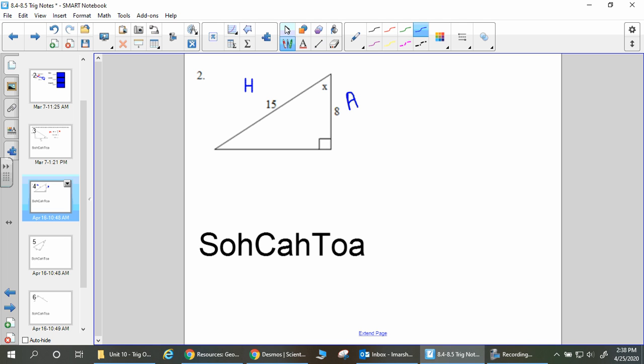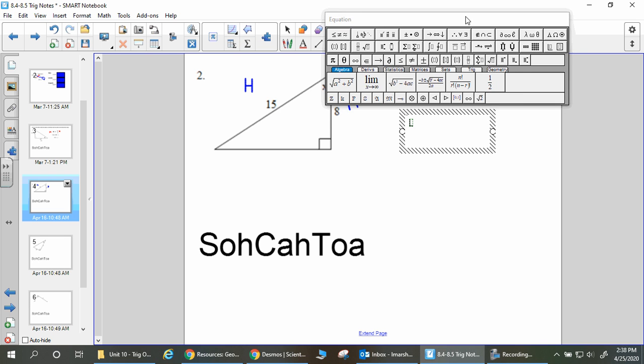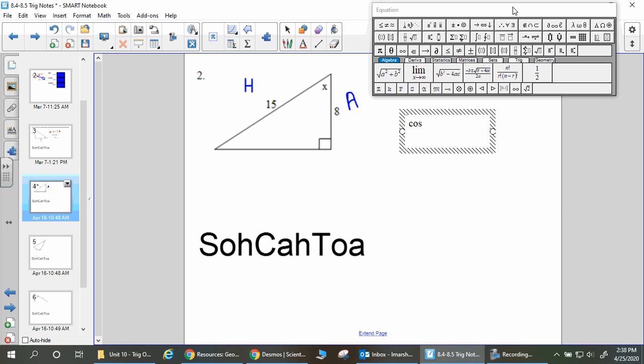What I do need is that this is my adjacent side. So what that tells me is that this time I have to use the hypotenuse, I have to use the adjacent side. So when I come down here, that means I need to use cosine. Cosine is adjacent over hypotenuse. So when I'm setting up my problem this time, I'm going to have cosine of the angle. In this case, my angle is x equals, and then we want that fraction. So adjacent is 8 over hypotenuse 15.